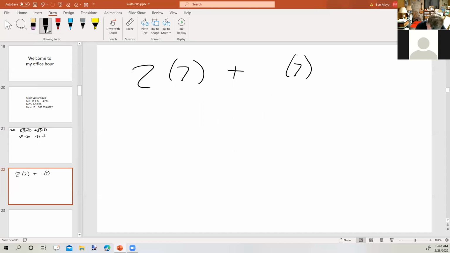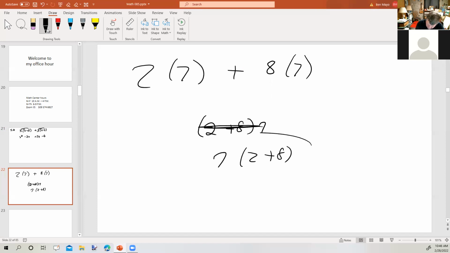And what did I have here? 8. Let's do it this way. What if I had 2 plus 8 times 7? Okay, or in fact, let's even write it this way. And I said, I want you to simplify this, but I want you to simplify it by distributing first.